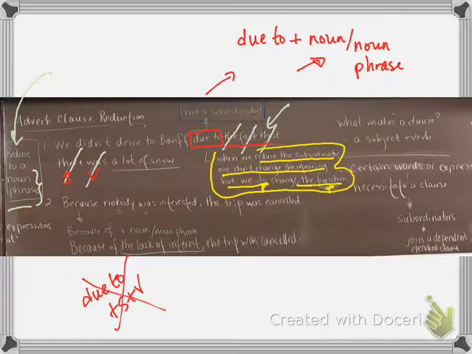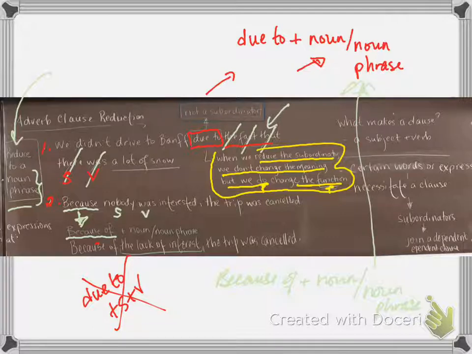So let's have a look at the one below. Okay, so that one was number 1. Let's have a look at number 2. Okay, what's happening in this sentence? Because nobody was interested, the trip was cancelled. Okay, so here we have our subordinator, here we have the subject, and here we have the verb. Okay. We're going to change because to because of. Okay, and now with because of, we need a noun or a noun phrase in exactly the same way that we did with due to.